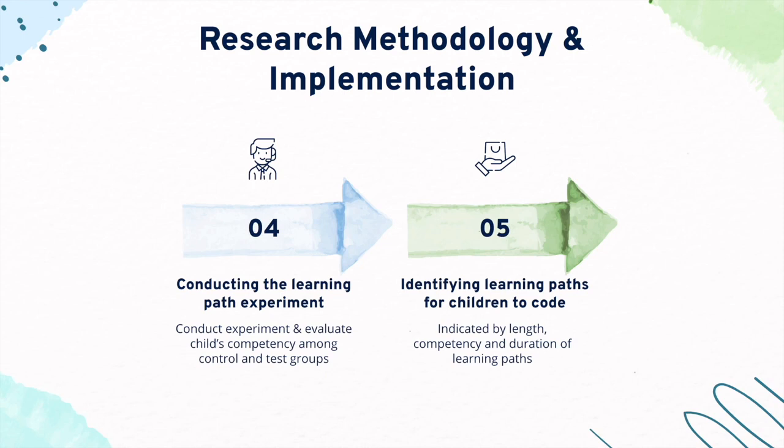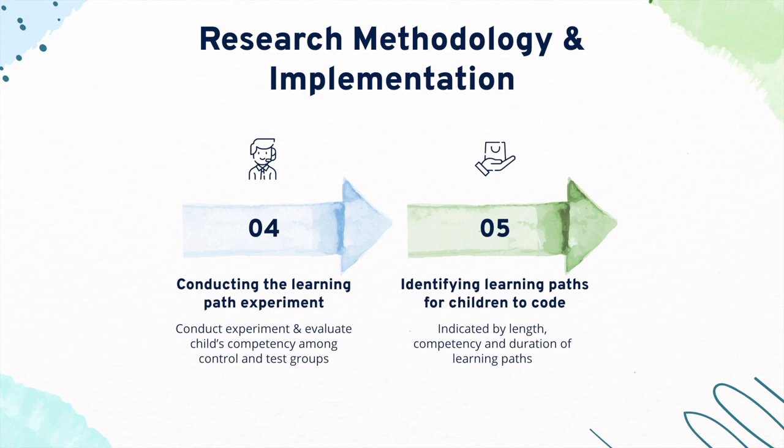After they have performed the entry test, these children are distributed equally of 12 and 12 into the test and control group. The test group is the children who are undergoing personalized learning path, and the control group are the children who are undergoing a fixed learning path. So this learning path experiment is conducted online via Zoom video conferencing platform, and children are given remote access to the application throughout the session.